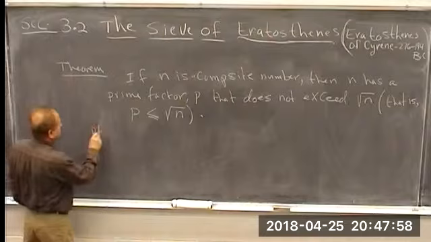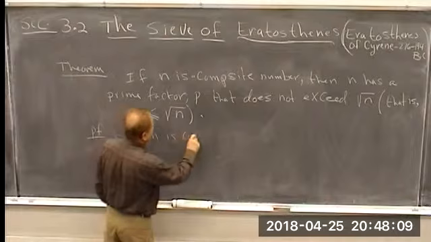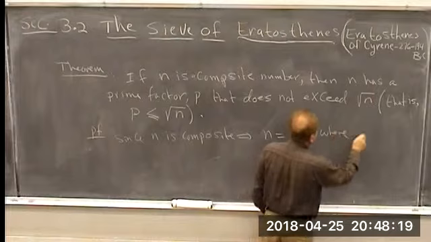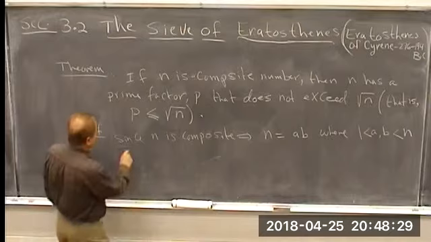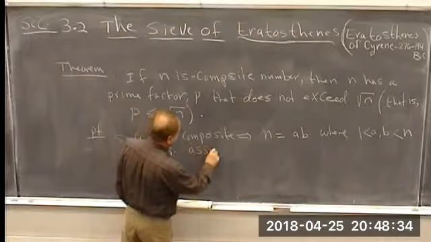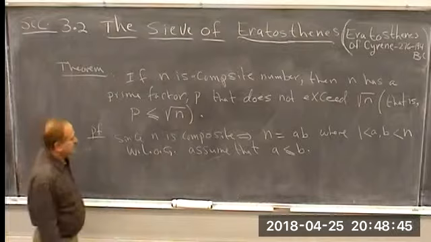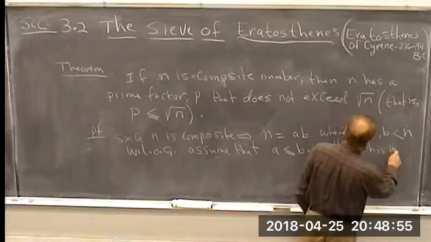Here's the proof. Well, we know that n is composite, okay? So since n is composite, this implies n is equal to ab, where a and b are bigger than 1 and both less than n. Without loss of generality, let's assume that a is less than or equal to b. Actually, it could be equal to b, but it's also possible that it's less than. We're going to take this inequality and multiply it by a.